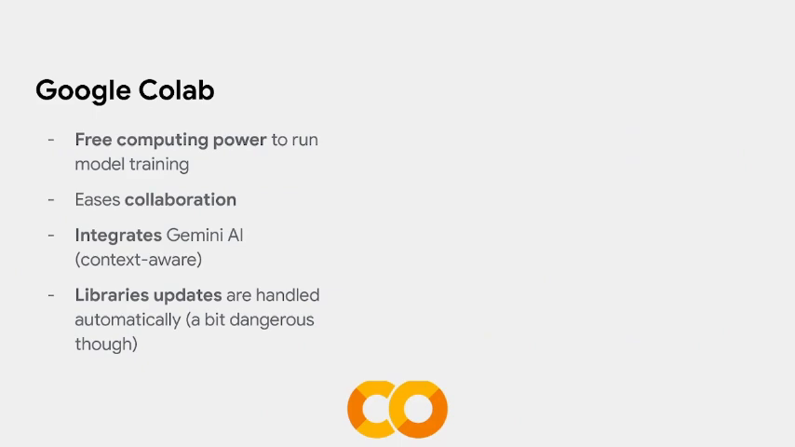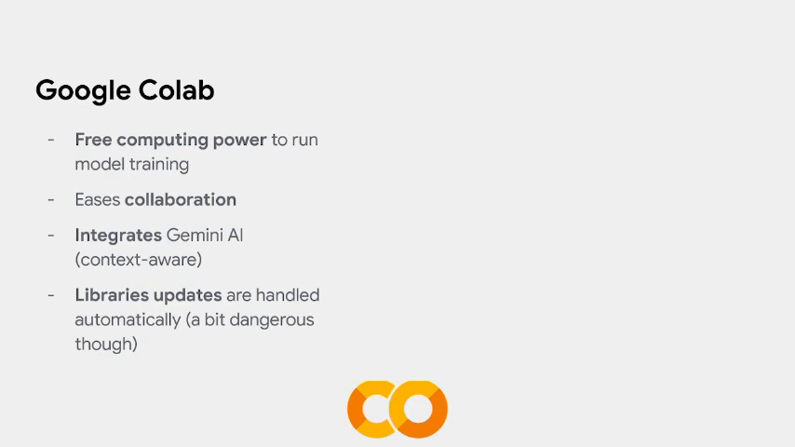Finally, we have Google Colab. Google Colab is basically an online development platform. It offers you free computing power to run your model training. It enables easy collaboration if you are working with a team. It actually integrates AI, and this makes stuff very easy to follow. There are some small scripts you can just ask AI to do, and it does it quite well. So that's something I use most of the time. I enjoy it very much.